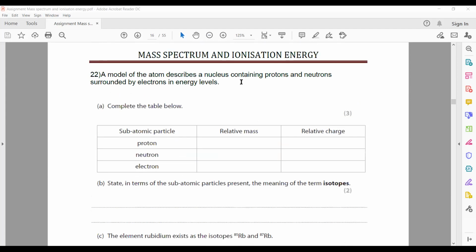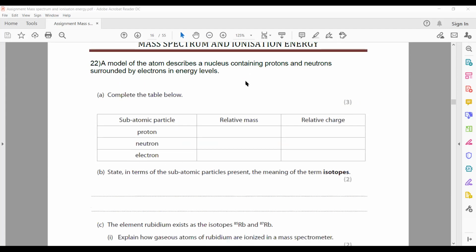Then you can see we discussed this in the beginning of the class. The relative mass of a proton is 1, neutron 1, electron is 1 divided by 1840, or 1800 you can say. Relative charge plus 1, 0, minus 1. Then in terms of subatomic particles, what is the term isotope? Atoms with the same proton number but different neutron number are referred to as isotopes.